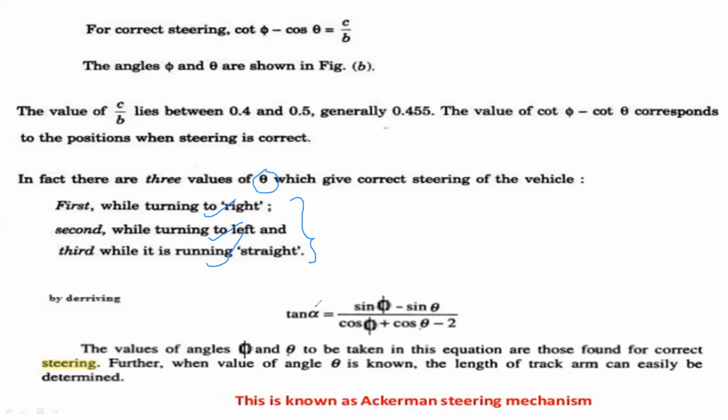Next we can calculate tan alpha, which is equal to sin phi minus sin theta by cos phi plus cos theta minus 2. You can note down this formula. The values of angles phi and theta to be taken in the equation are those found for the correct steering mechanism. Further, when the value of angle theta is known, the length of the crank arm is easily determined.